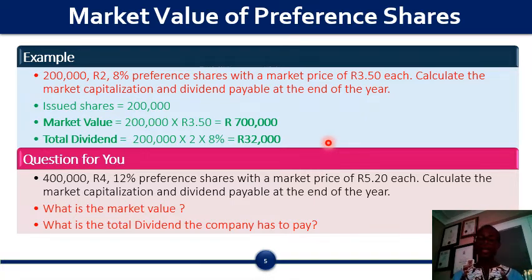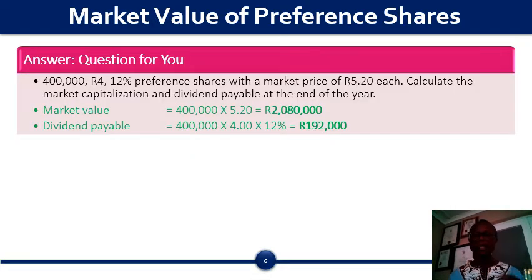I want you to pause here, my friend, and do this question on your own, because the issue of market price, book value, and dividend is important when you are doing the calculation for the weighted average cost of capital later on. If you miss it here, you are going to struggle finding either the valuation or the cost of preference shares. Do this question, pause, and go to the next slide.